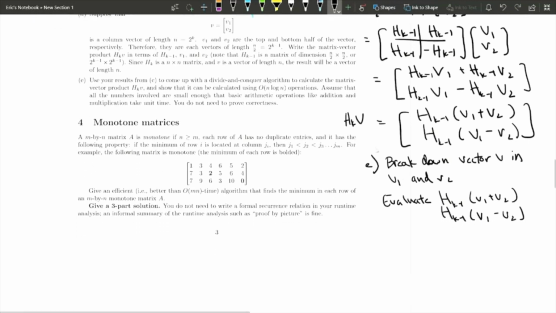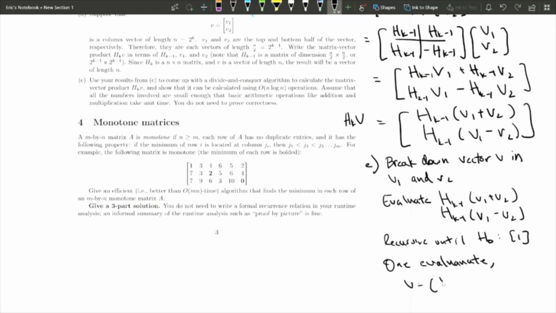And then we apply this definition recursively until we hit our base case, which is H of 0, in which case it's the 1-by-1 matrix. So this divide and conquer algorithm breaks down the problem into its subproblems, right? In this case, our subproblem is Hk minus 1 of v1 plus v2 and Hk minus 1 of v1 minus v2. And then once evaluated, v equals v1 over v2.